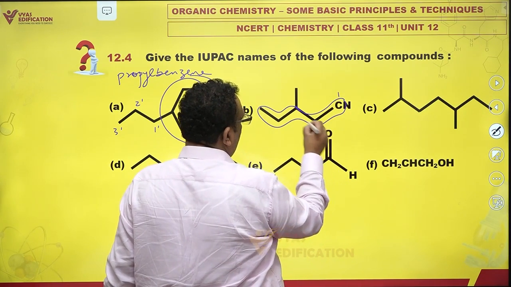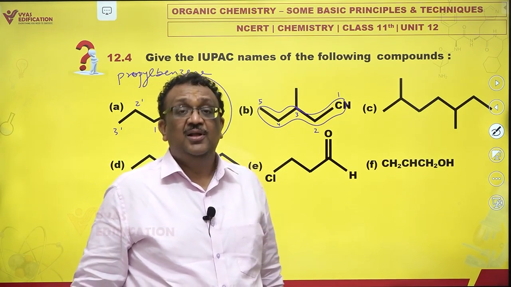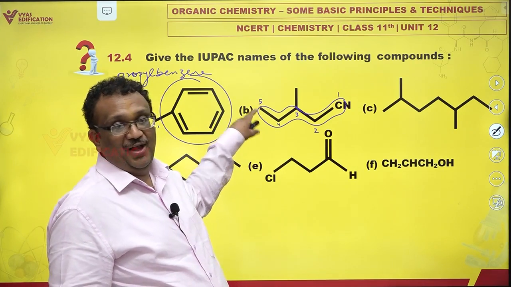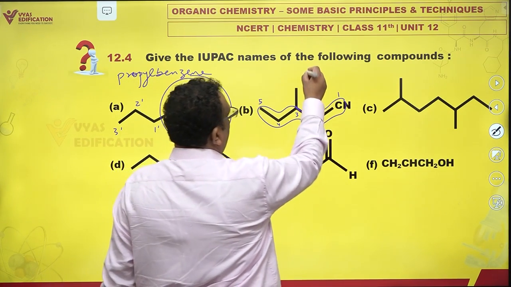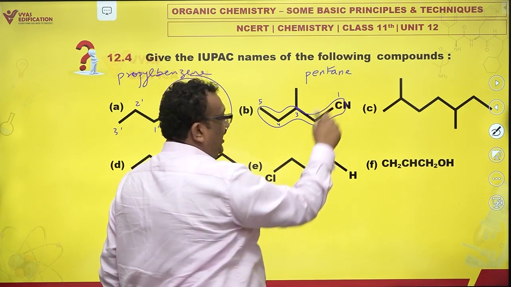1, 2, 3, 4, 5. You've counted that carbon, you have put number 1. That is the rule. This is how we have to count this. Please remember, 5 carbons. So that has to be pentane. But there is cyanide here.